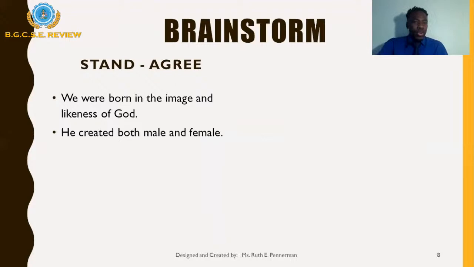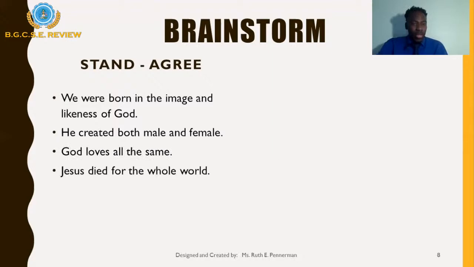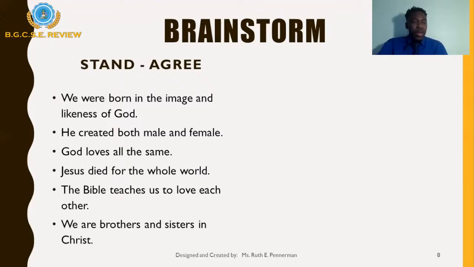Let's say a person agrees with this brainstorming here. The stand is we agree. We were born in the image and likeness of God. He created both male and female. God loves all the same. Jesus died for the whole world. The Bible teaches us to love each other. We are brothers and sisters in Christ. And of course, the opposing, disagree.